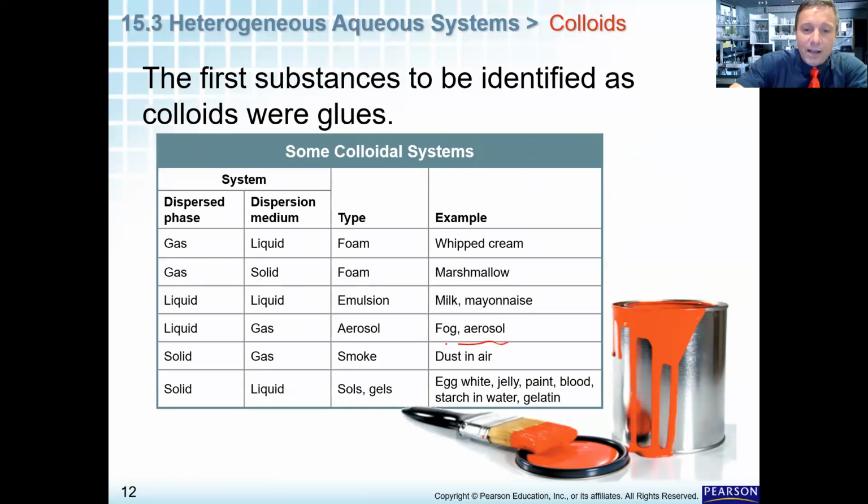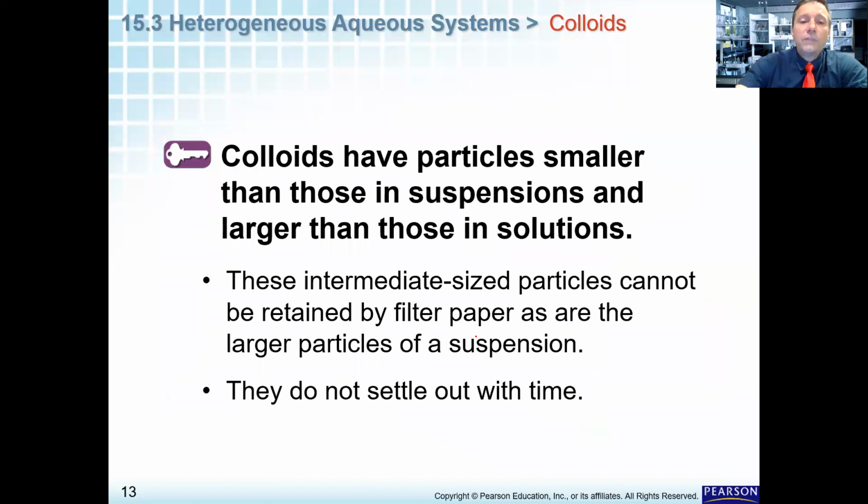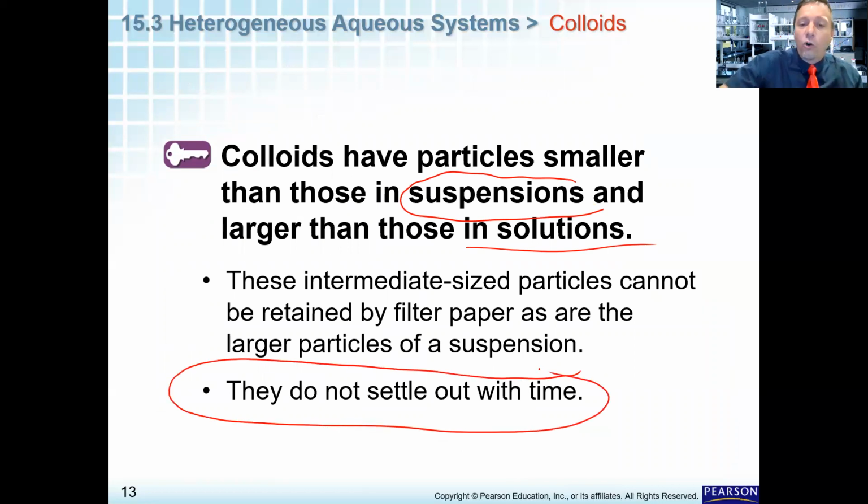Here is what we talked about, dust in the air and water vapor. And that is important because that's why you get those effects of color in the sky. So colloids have particles smaller than those of a suspension, we talked about that, and larger than a solution. So this intermediate size cannot be retained by filter paper, so therefore you can't just filter it out. That's real important.